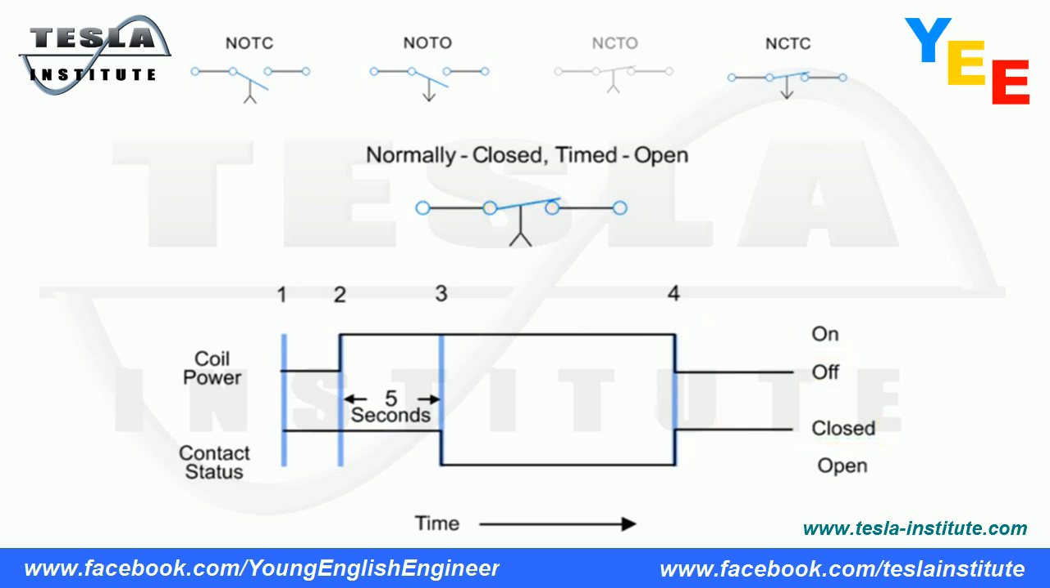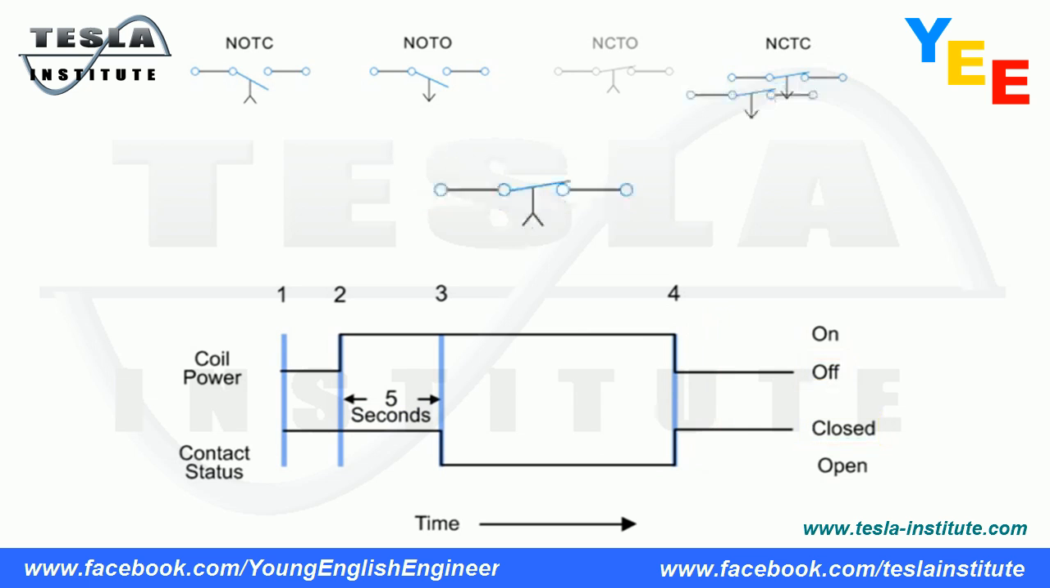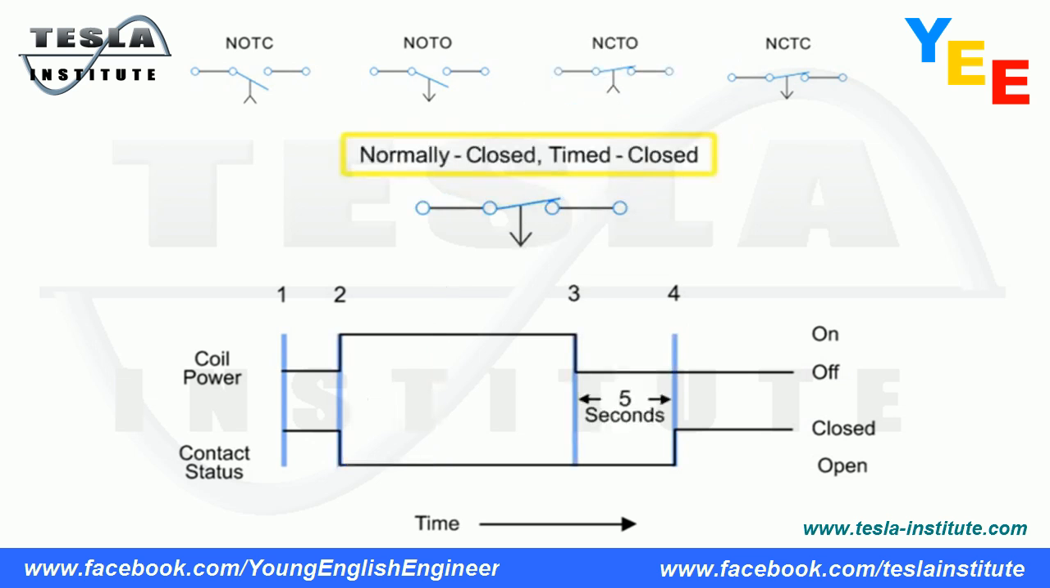The last time delay relay we will look at employs a normally closed, timed closed contact. Similar to the normally closed, timed open contact, this type of contact is normally closed when the coil is de-energized and open by the application of power to the relay coil.